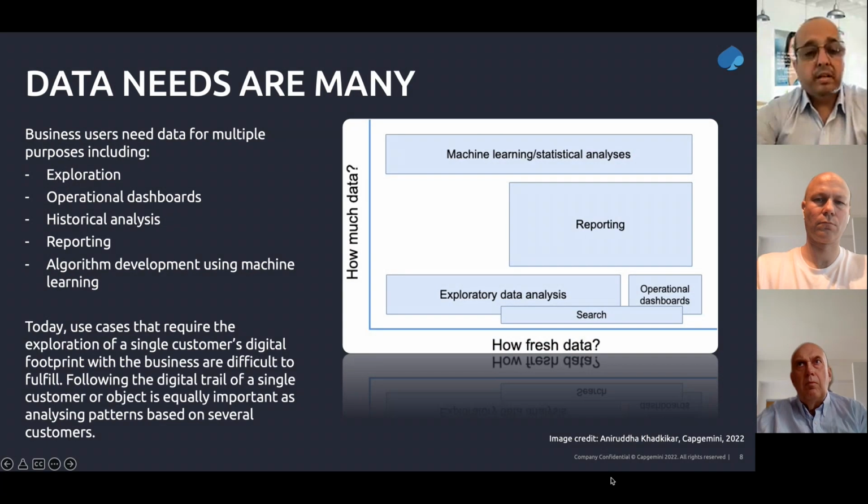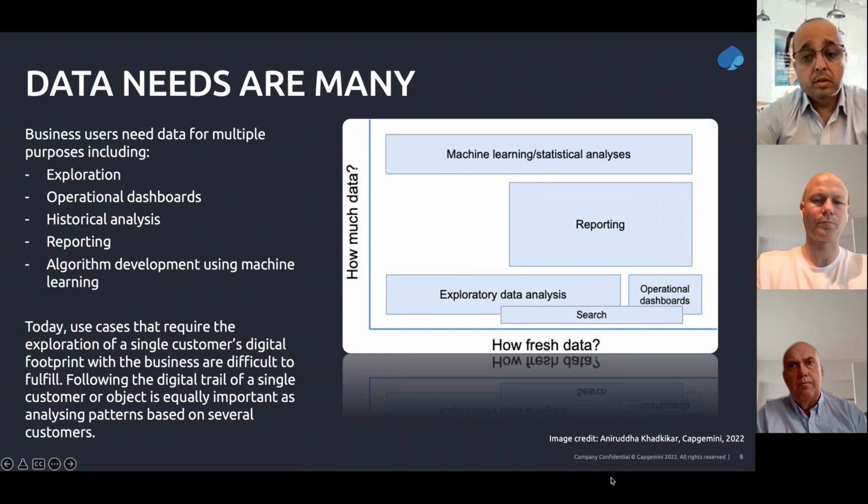But when we look at data, so what do we mean? Why do we need data? So there are a whole range of use cases, and it's not just retrospective reporting, but you need data to do machine learning analysis. You need data for exploratory data analysis. So if you look at it from, let's say, two views, like how much data do we need and how fresh data you need, you have a whole range of use cases that need to be enabled.